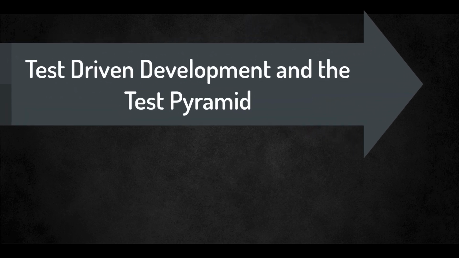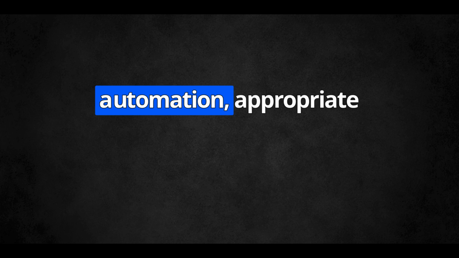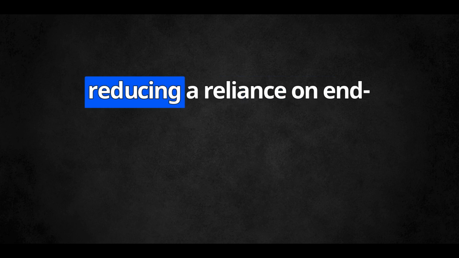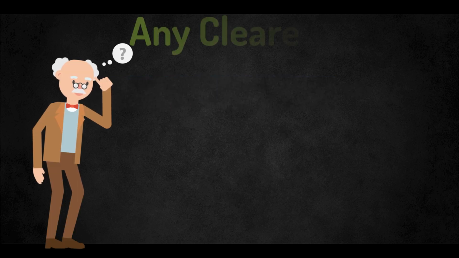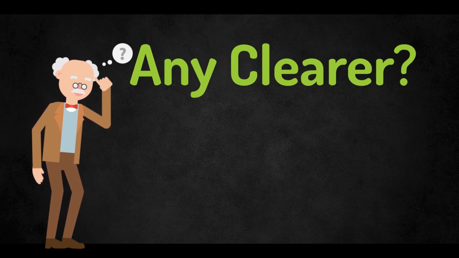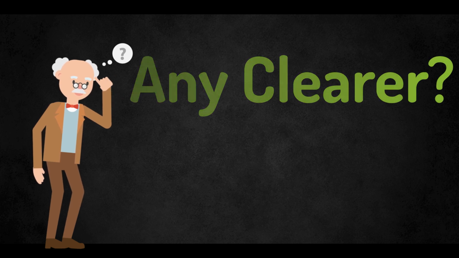For a start, this knowledge area is actually 2 sentences. One is really short: test-driven development and the test pyramid. The next one is a little longer: how the practice is underpinned by unit testing, the importance of automation, appropriate use of test doubles and mocking strategies, reducing a reliance on end-to-end testing. The reality is, even with all of those words, it's probably not any clearer, which is why we're creating these little modules. Let's look a little bit deeper.